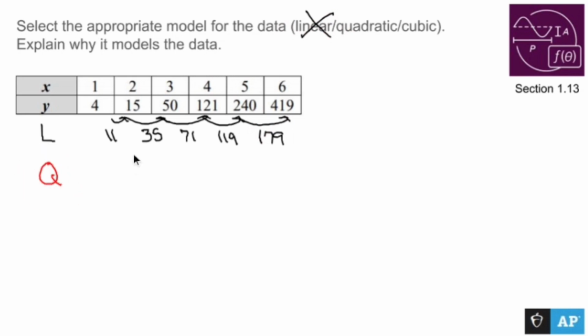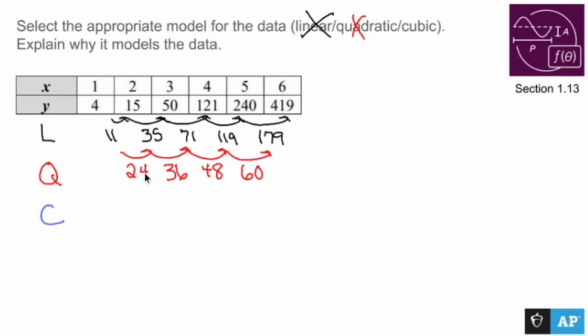Let's try it again. If it's quadratic, then the rate of change of the rates of change is going to be the same. So how do we get from 11 to 35? Add 24, of course. And from 35 to 71, add 36. So it's not going to be quadratic because these numbers are different. You add 48, you add 60. So it's not quadratic.